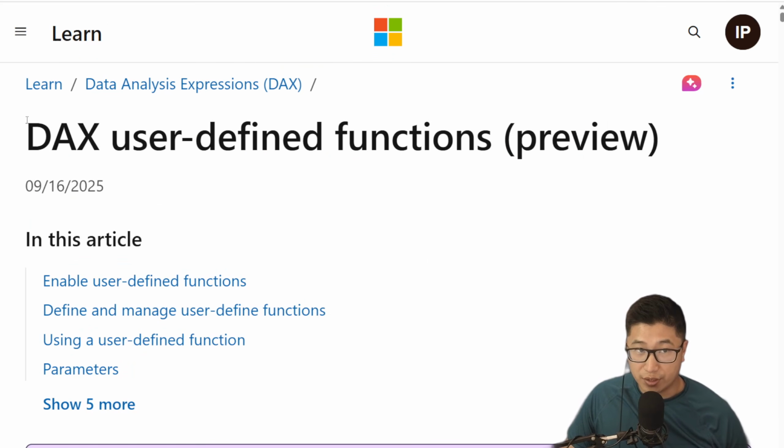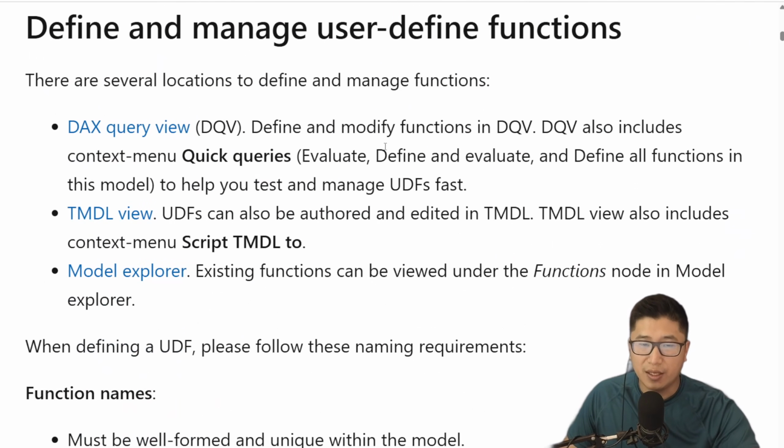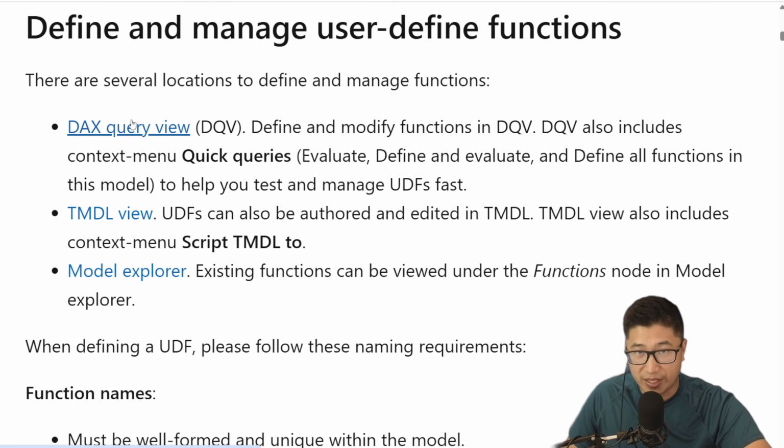A really good place to start is going to be the Microsoft documentation because it's going to give us everything that we need in order to identify where we can make functions, where they exist, etc. There are two different ways that you can write user-defined functions, which is inside of DAX Query View and TMDL. And you can also see them inside of the Model Explorer.